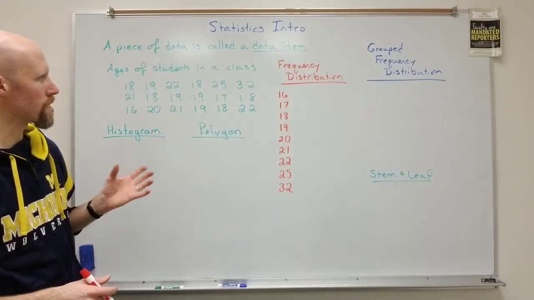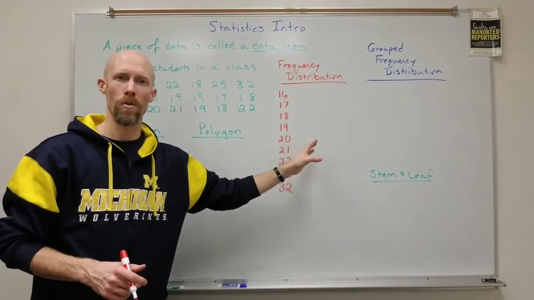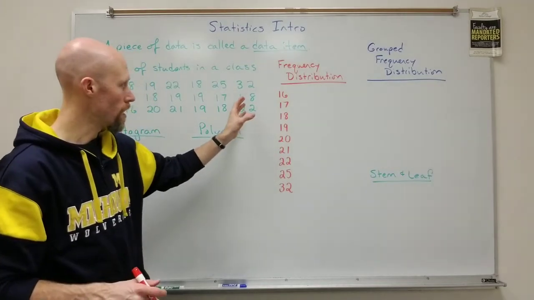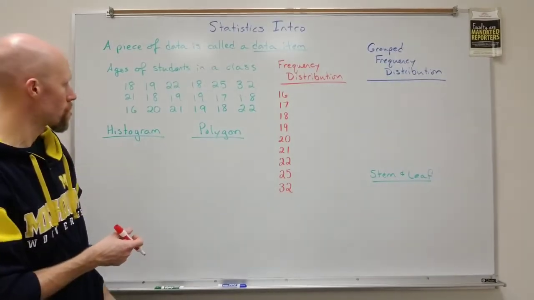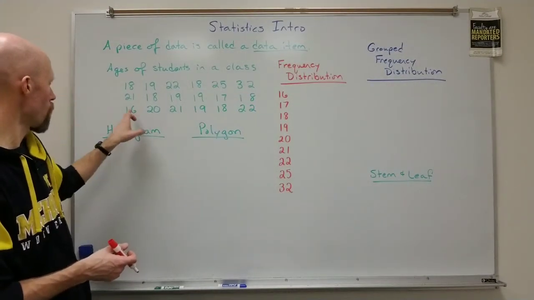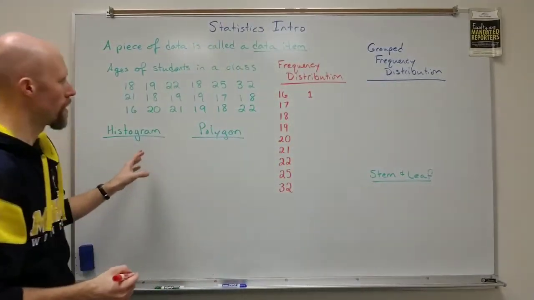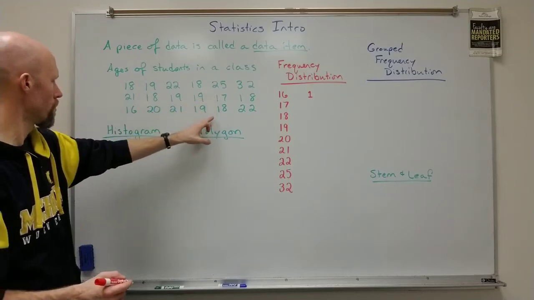And so the frequency distribution, you have your value there, your data value. The frequency distribution then has another column where the frequency, the number of times it occurs, is listed, okay? So the number 16 occurs once. Okay, so I put the number 1 there. 17 occurs once.